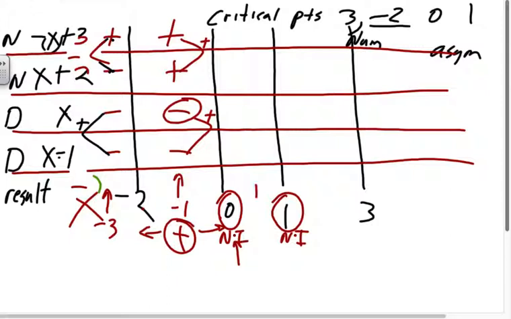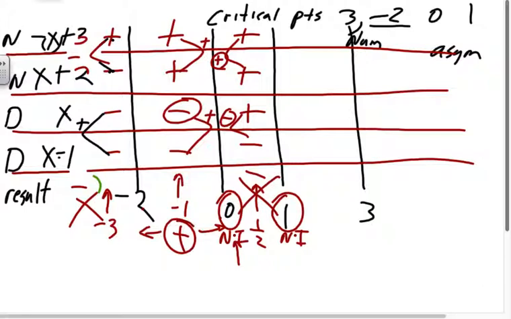So now I get a test point between 0 and 1. I picked a half. Gives me a positive, positive, positive, and a negative. These products are a positive. These products are a negative. Positive divided by a negative gives me a negative. So this is not included because I needed a positive.